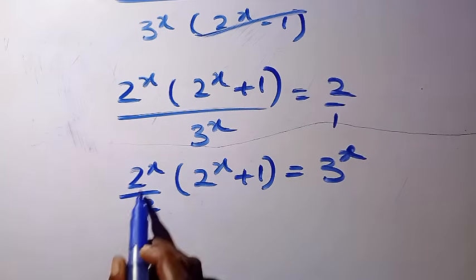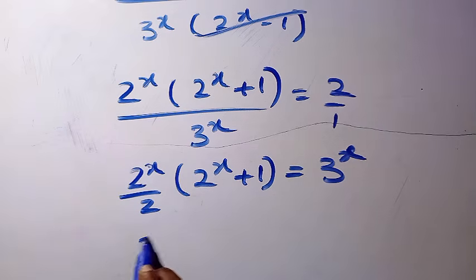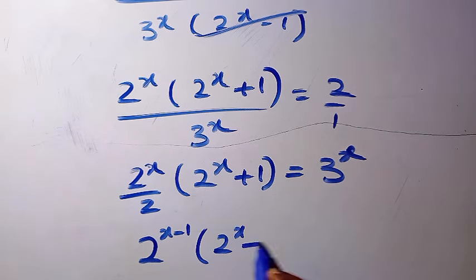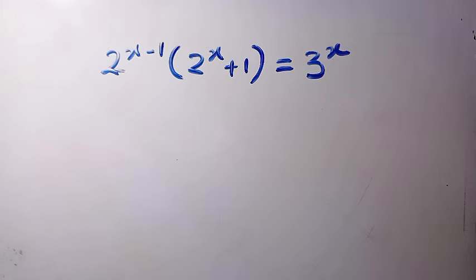So with this, we have 2 power of x, this is 2 power of 1. Law of indices says we have 2 power x minus 1 bracket 2 power x plus 1 equals 3 power of x. At this point, we have to take note of something here.